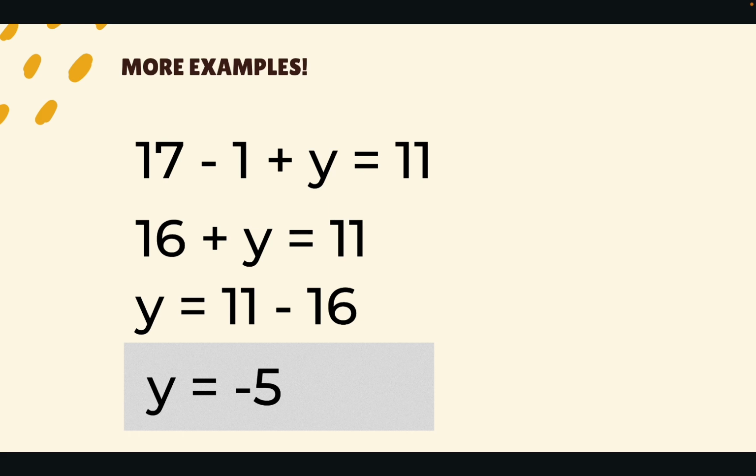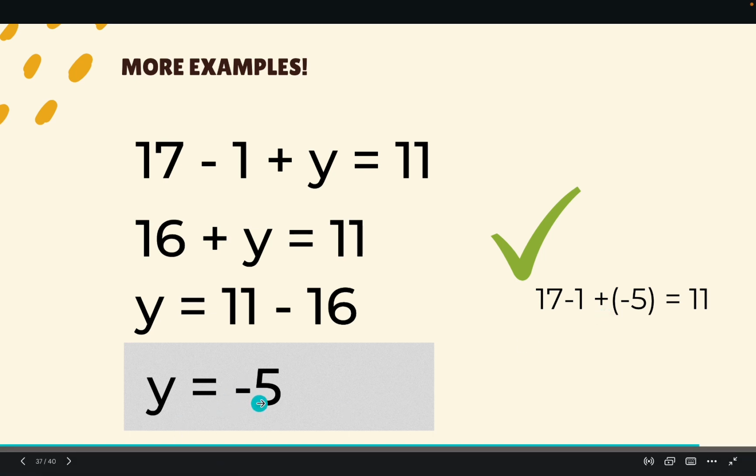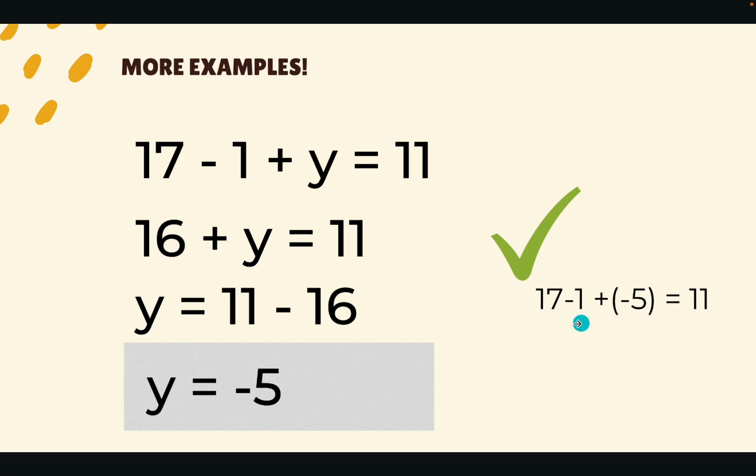So how are we going to check that? Let us substitute the negative 5 that we have here: 17 minus 1 plus negative 5 equals 11. Now let us solve. 17 minus 1 is equal to 16, plus negative 5, we have 11.